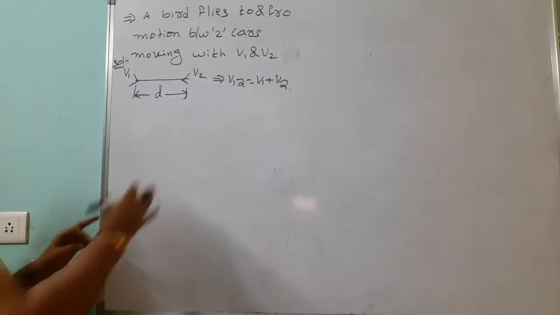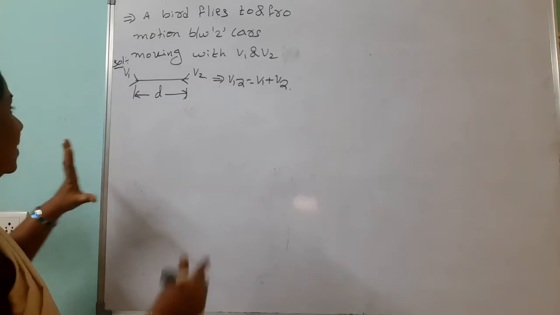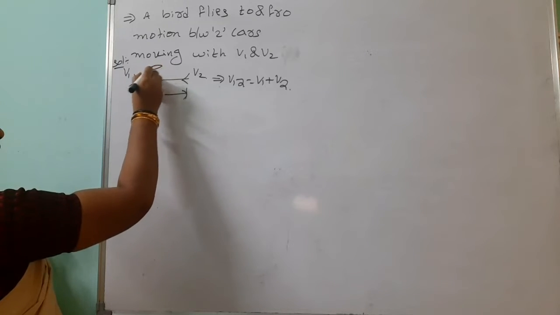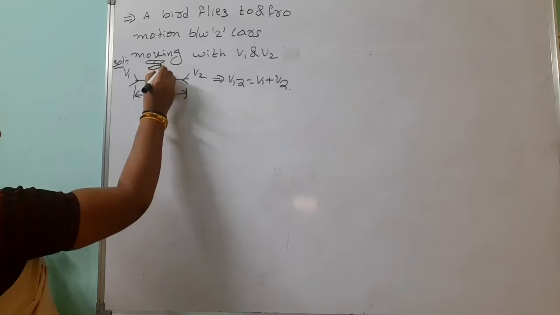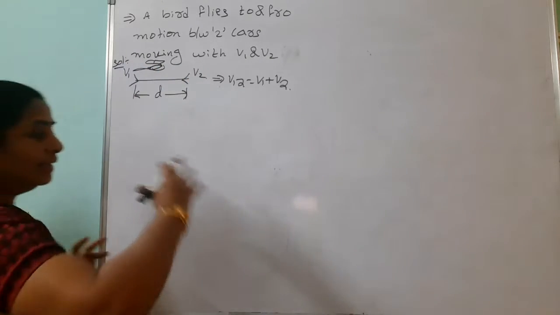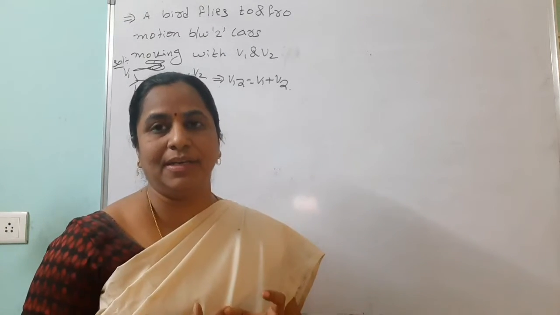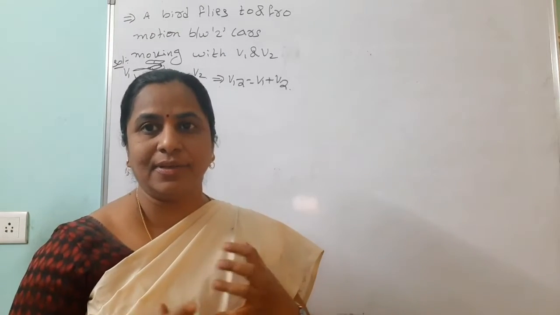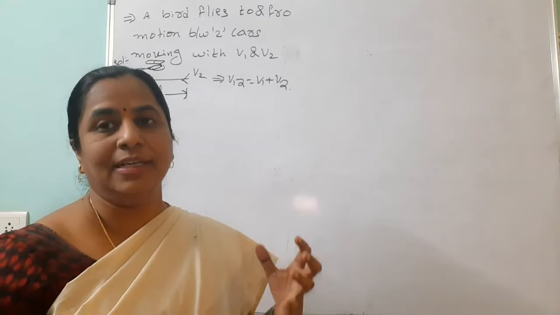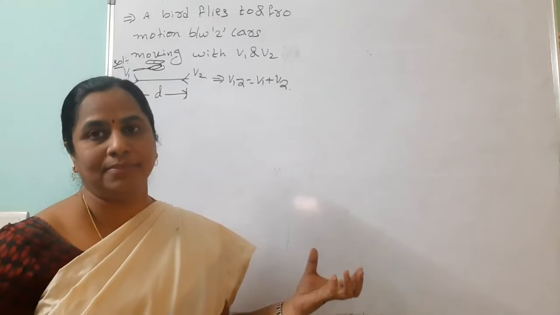In our problem, the distance between these two cars is given as d. But here one bird is flying to and fro. Once it comes, then it goes back like that, till both cars come towards each other and meet. That bird has a to and fro motion. The question is, how much distance is covered by the bird?